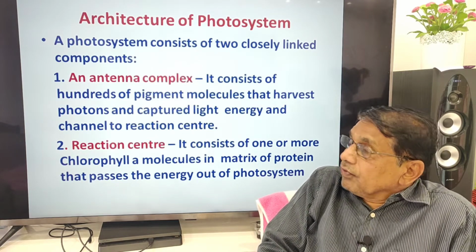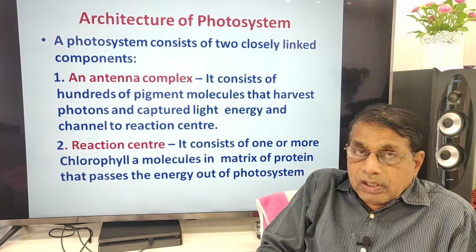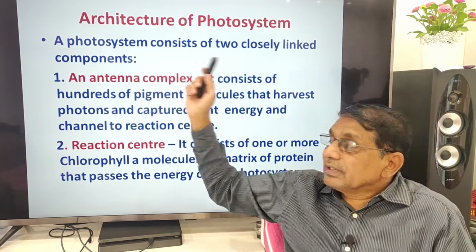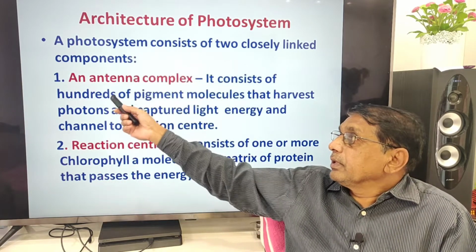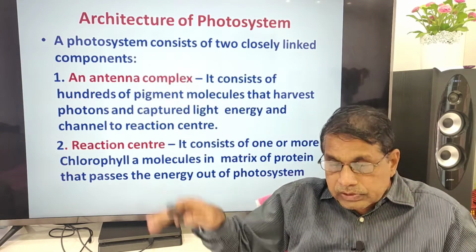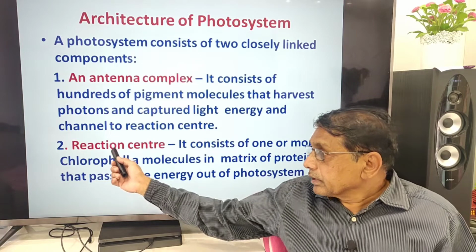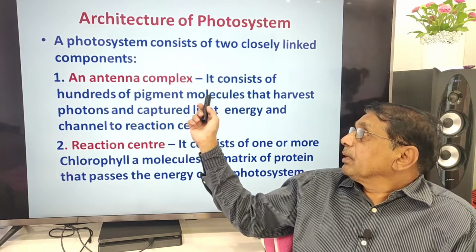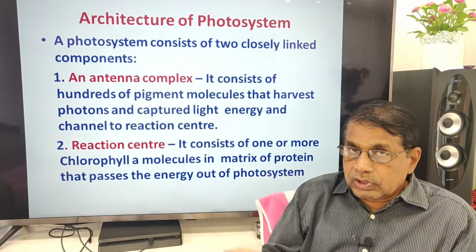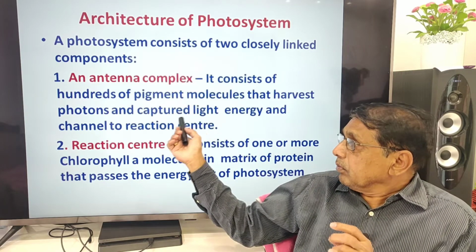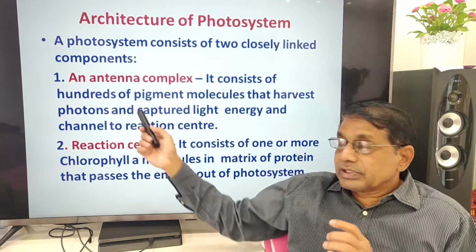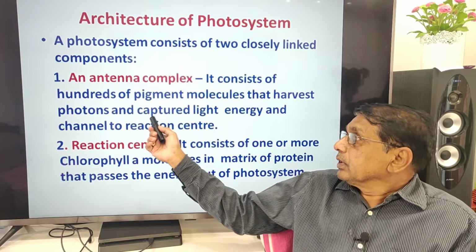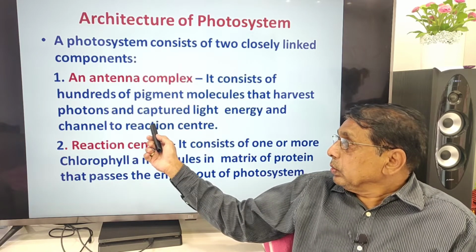The photosystem, whether it is 1 or 2, consists of two closely linked, functionally and structurally linked components: an antenna complex surrounding the reaction center in the center. I will show you the diagram. It consists of hundreds of pigment molecules that harvest, that absorb and direct the captured light energy, and channel it to the reaction center.